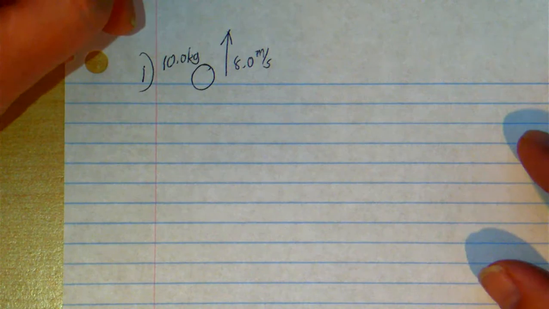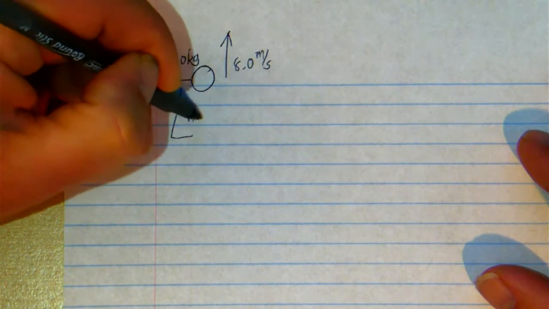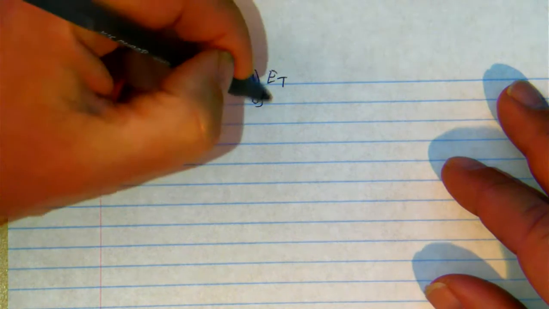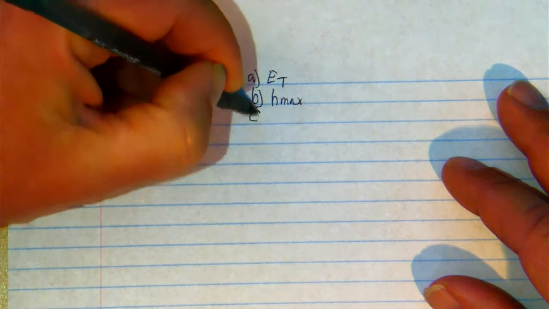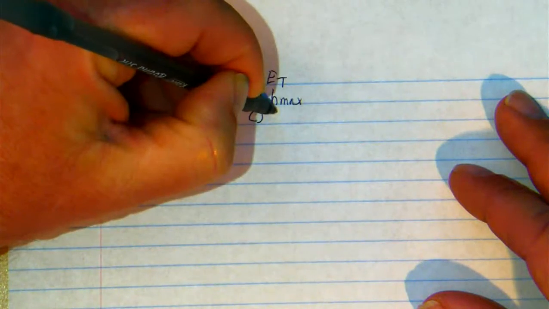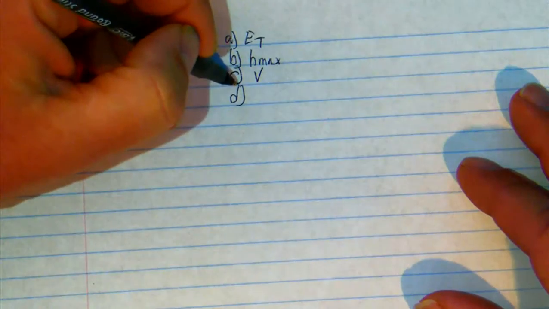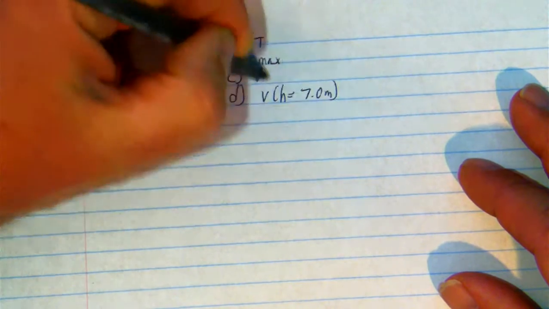It says a 10.0 kilogram medicine ball is thrown upwards at a speed of 8 meters per second from an initial height of 12 meters. Calculate part A, the total energy, part B, the maximum height reached, part C, the speed when it hits the ground, and part D, the speed at a height of 7 meters.